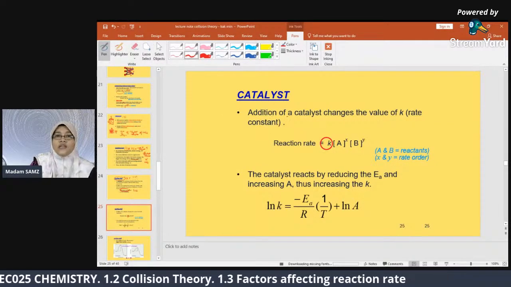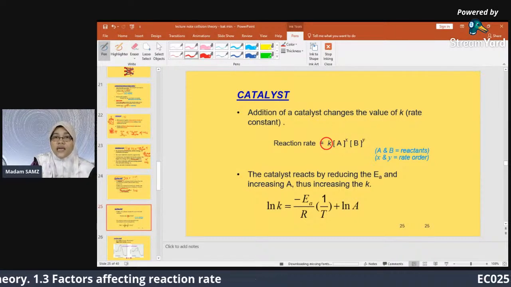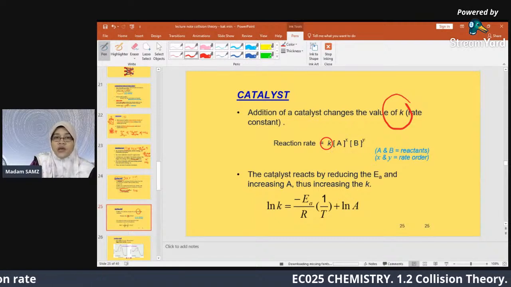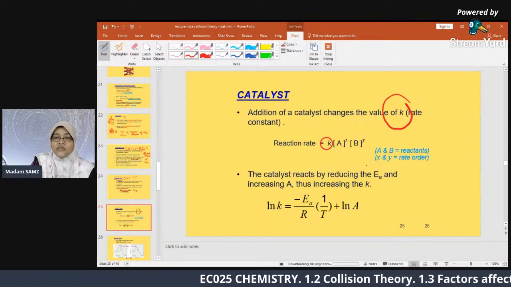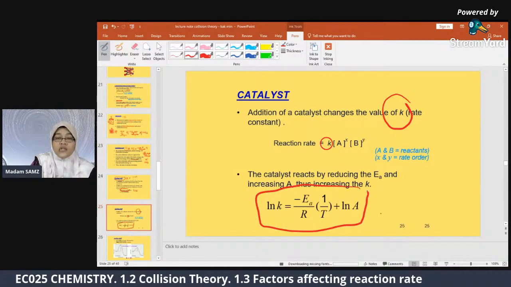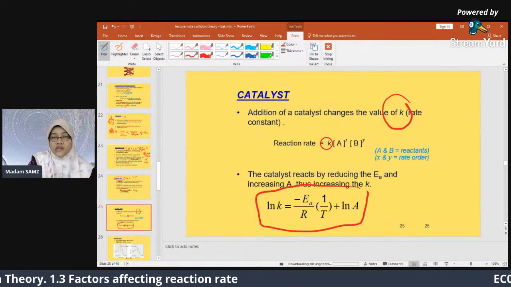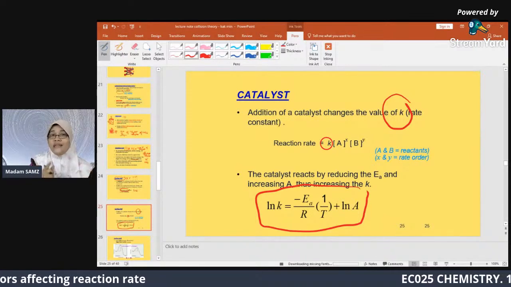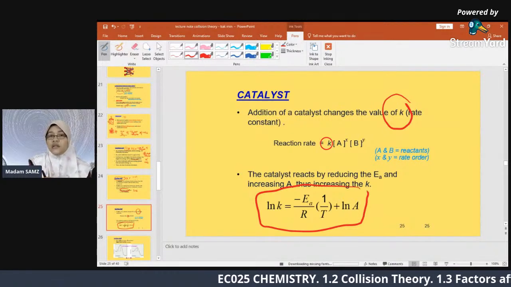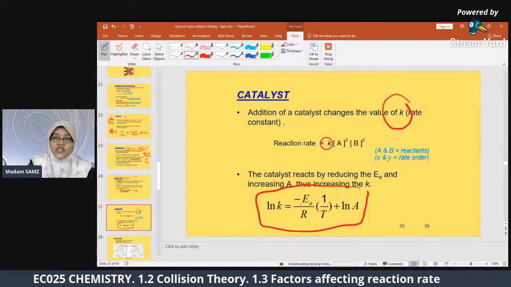Okay. Addition of catalyst changes the value of K, the rate constant. Catalyst can change the value of K. All right. The catalyst reacts by reducing EA. This one is actually the Arrhenius equation, but I already introduced it to you earlier. This is the Arrhenius equation because only in the Arrhenius equation will the activation energy be calculated. All right. So we have activation energy.